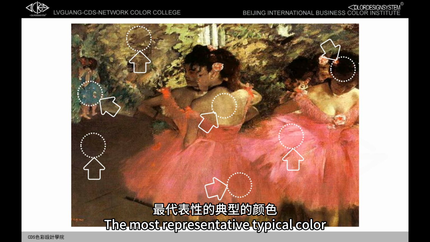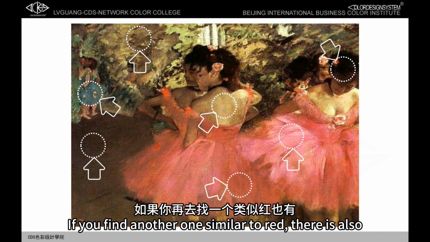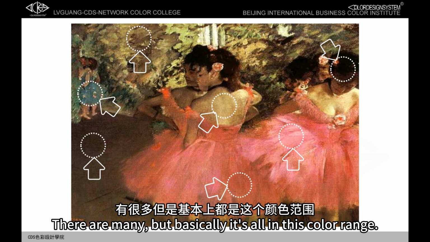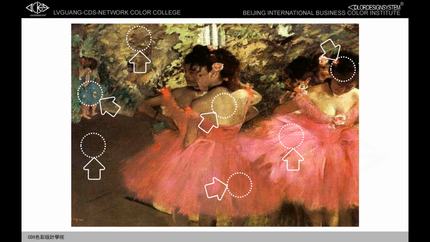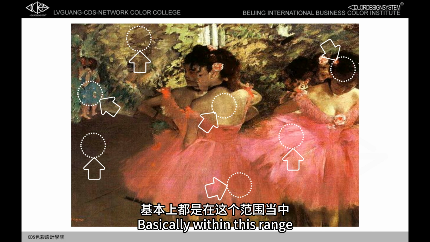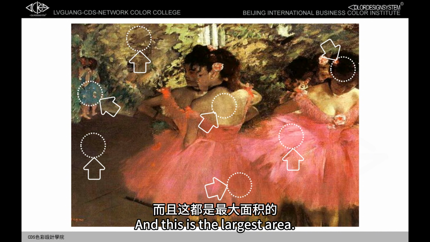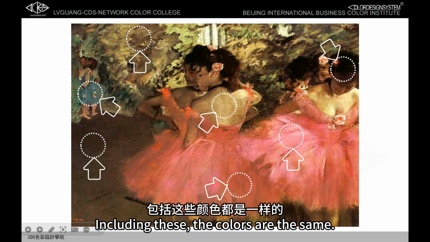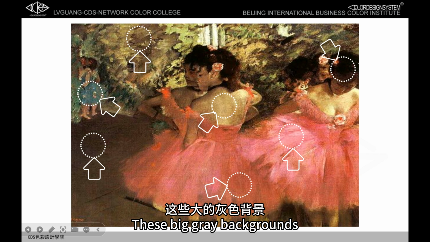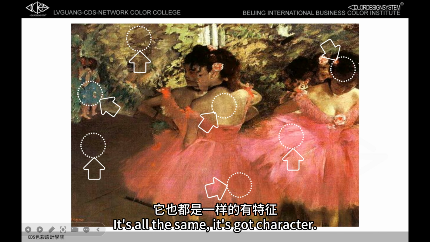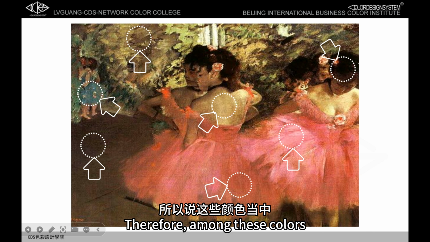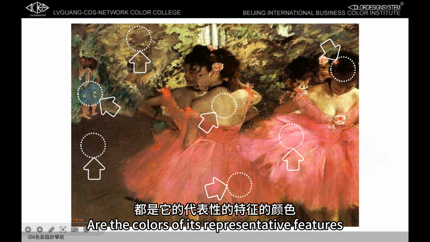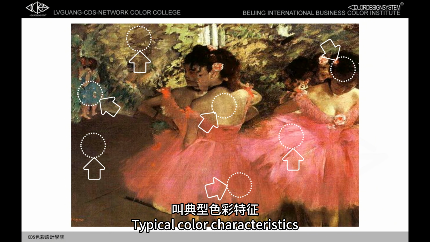The most representative, typical color. If you find another one similar to red, there is also. There are many, but basically it's all in this color range. Like this one too, like skin. How do you find it? Basically within this range. And this is the largest area. Remember the main color with the largest area. Including these, the colors are the same. These big gray backgrounds, it's all the same, it's got character. Therefore, among these colors are basically the colors of its representative features, typical color characteristics.